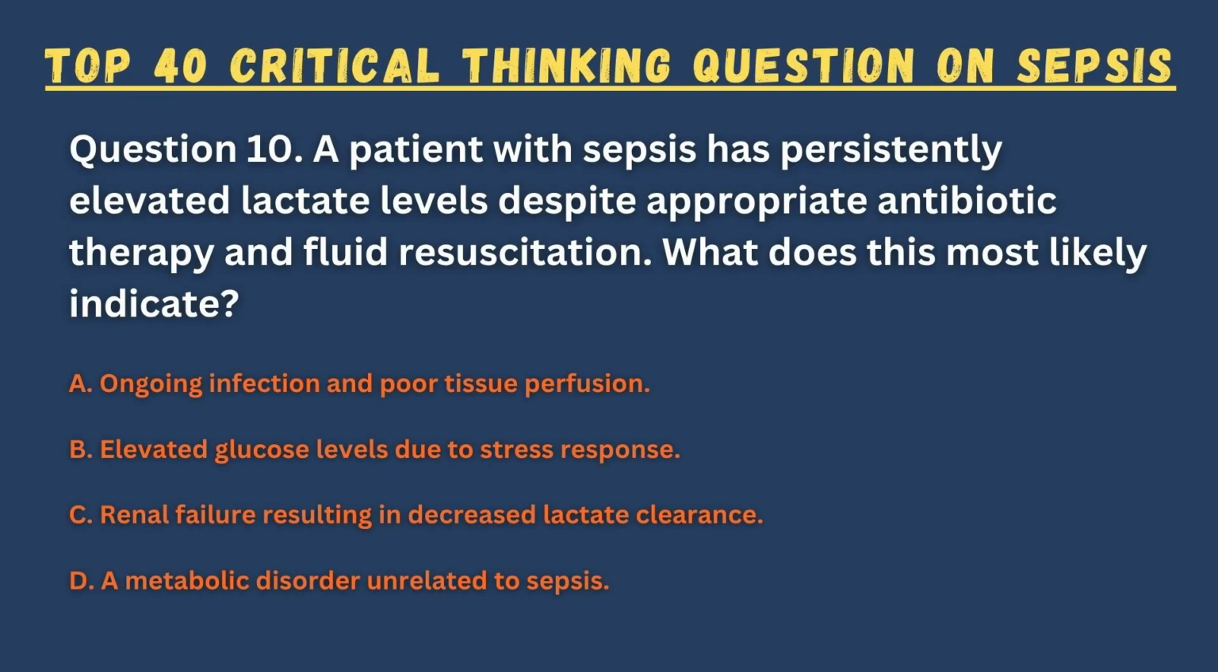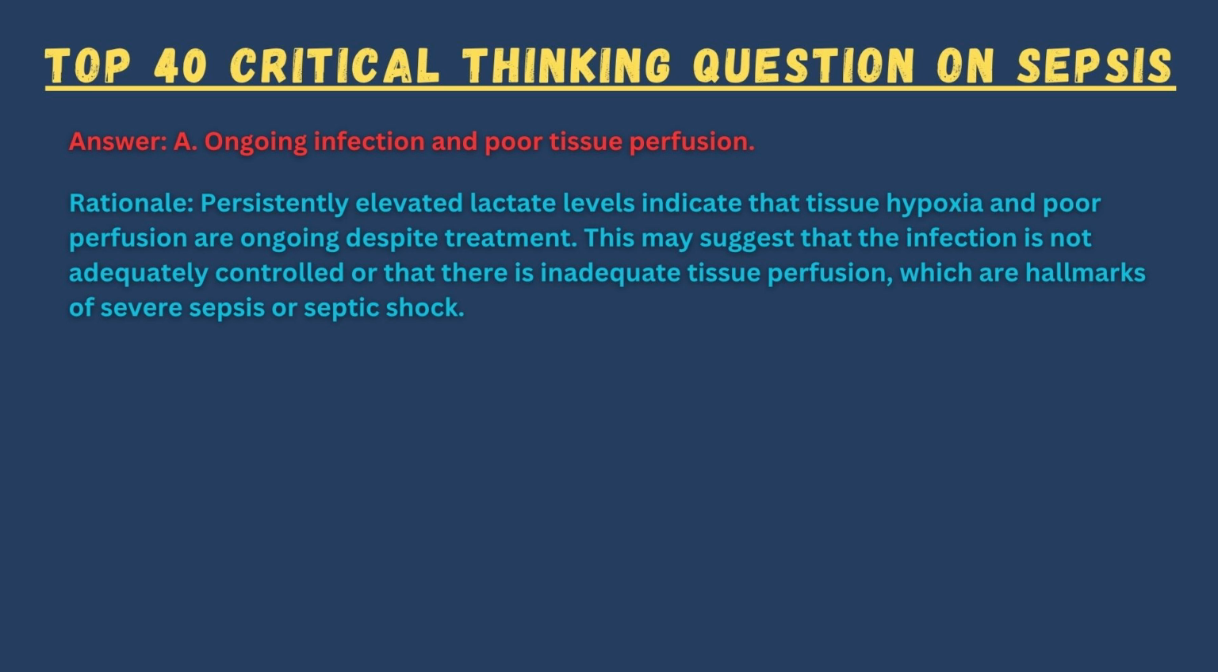Question 10. A patient with sepsis has persistently elevated lactate levels despite appropriate antibiotic therapy and fluid resuscitation. What does this most likely indicate? A. Ongoing infection and poor tissue perfusion. B. Elevated glucose levels due to stress response. C. Renal failure resulting in decreased lactate clearance. D. A metabolic disorder unrelated to sepsis. Answer: A. Ongoing infection and poor tissue perfusion.